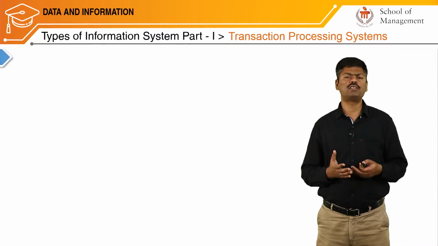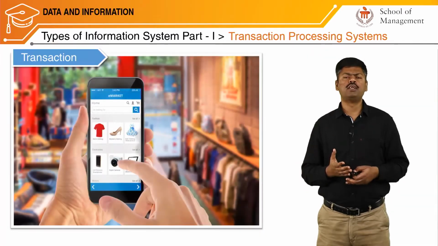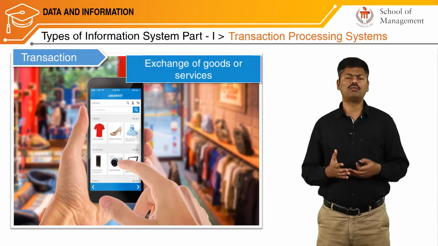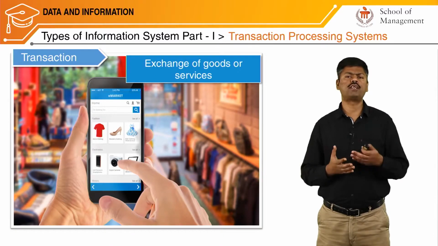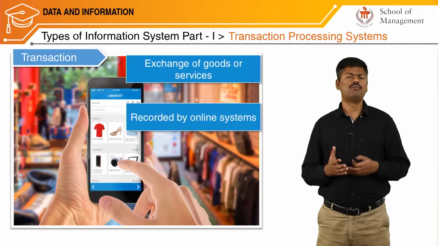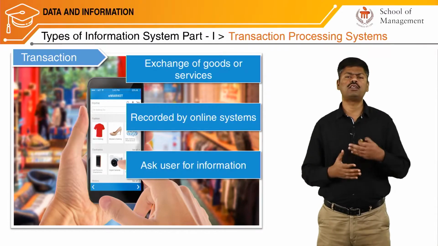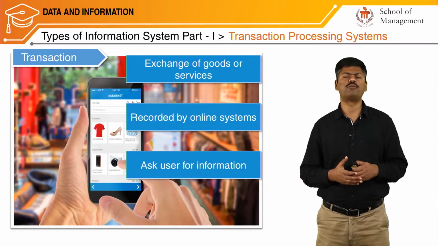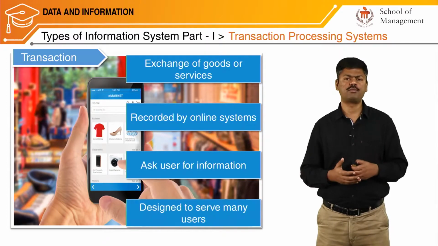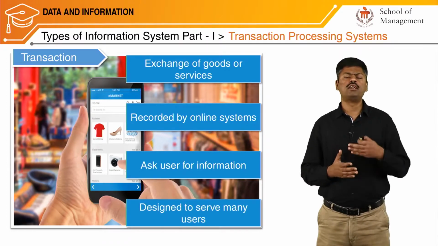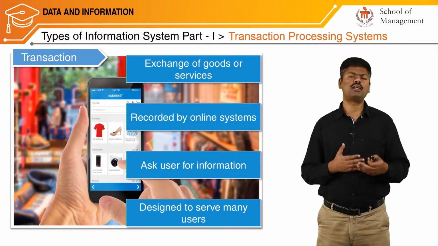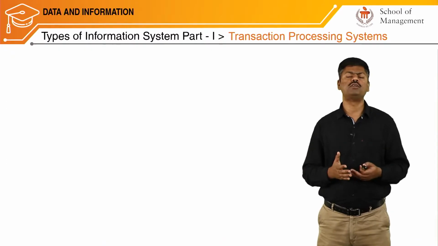So, transaction processing systems can be used on your handheld devices, and you can use them for the exchange of goods and services, which can be recorded by the online systems, and the systems can ask the user for information. That is also a part of transaction. And finally, these transaction systems are designed to serve many users.